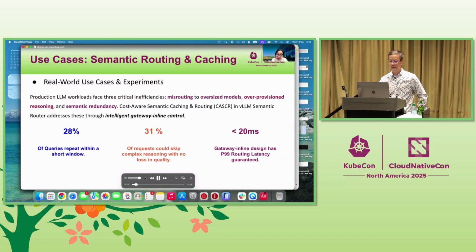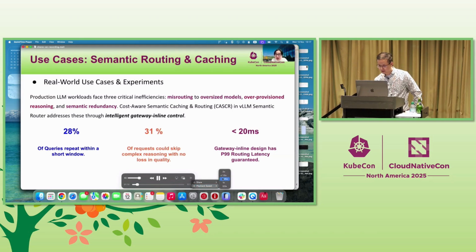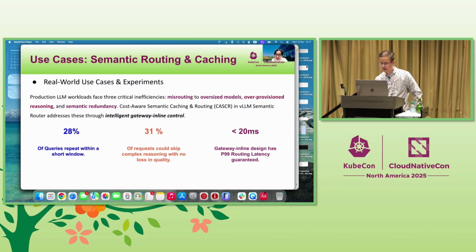So we all know that running large language model workloads in production is very expensive. But what if I told you that a significant portion of that cost is due to 3 critical inefficiencies? First, misrouting to a very large or complex model. Second, over-provisioning in terms of reasoning, where you have a long system prompt when your question is very simple. And third, semantic redundancies, where similar queries are sent again and again. These issues waste GPU resources and inflate your cloud and API bill.